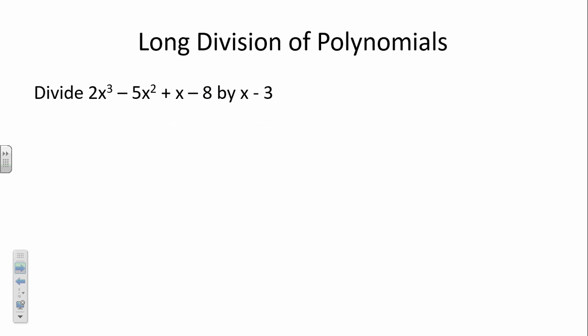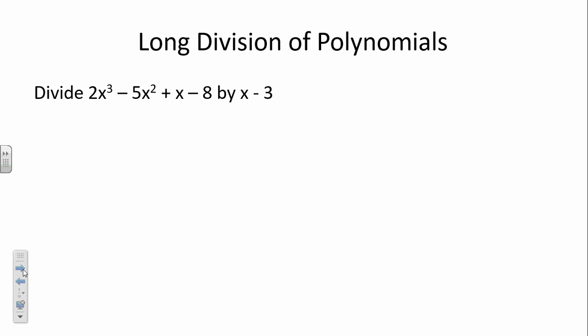Okay, so let's look at that. Long division of polynomials is especially used when you have a non-linear divisor. So in this case, we could use something called synthetic division, but we'll start off basic. We have 2x cubed minus 5x squared plus x minus 8, and we're dividing it by x minus 3. So if you remember, synthetic division works with this one, but we'll long divide it out.